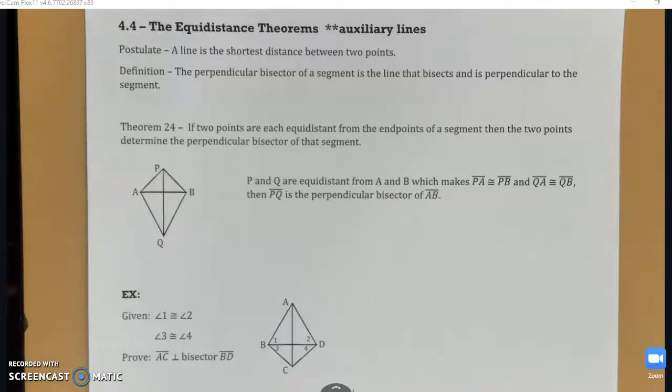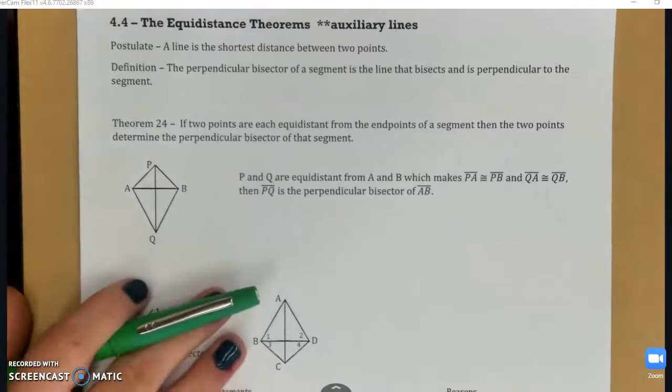All right, we are wrapping up chapter 4 today with the equidistance theorem, and this one does unfortunately involve proofs. However, these are the last proofs we are going to do all year, so you can do a happy dance for that. So the equidistance theorem, and we're going to be talking about auxiliary lines today. So let's jump into it.